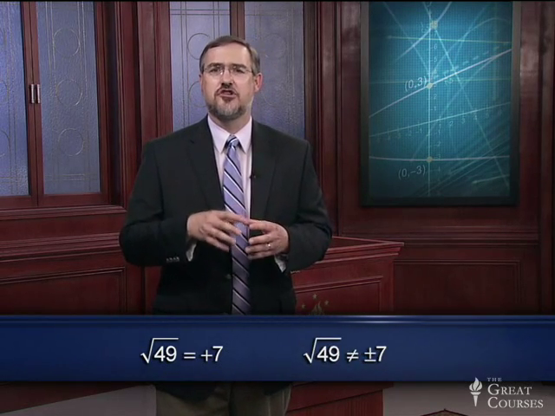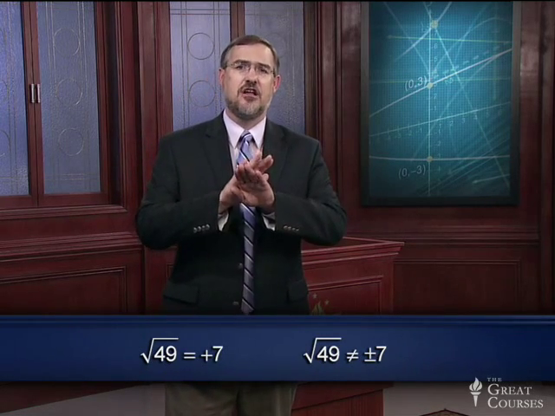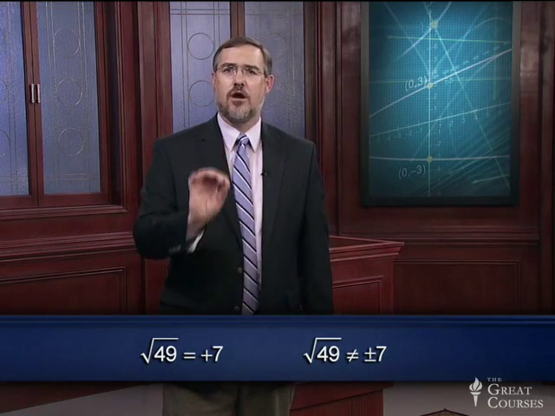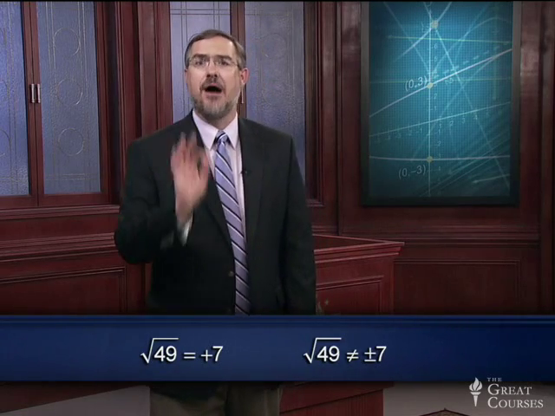I've known some students who believe that the square root of 49 is plus or minus 7, and that's not correct. The square root of 49 is always positive 7. Now, I know why some students have this misunderstanding, and I'm going to try to actually highlight it later in this lesson. But bottom line, the square root of 49 is always positive 7. The square root of 49 is never negative 7. Okay? So that's one thing we need to remember about square roots.